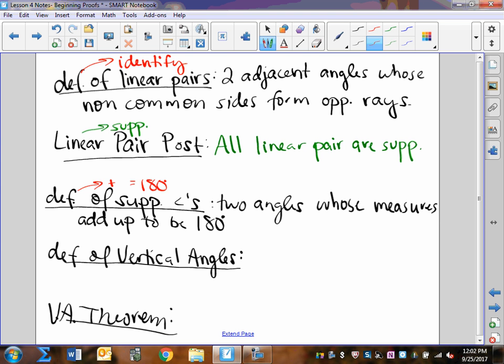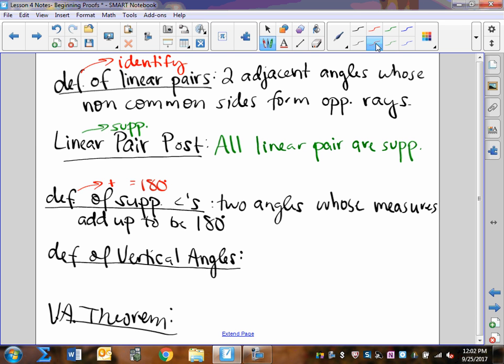Okay, so this is huge, knowing the differences between these. Definition of linear pairs only lets me look at the picture and say, hey, these two angles are linear pairs. If you want to say that they're supplementary, you've got to first state that they're linear pairs, and then you can say, since they're linear pairs, I know by the linear pair postulate they're supplementary. Then, and only after we say that, can we go ahead and write that equation, the measure of angle 1 plus the measure of angle 2 adds up to be 180. That's because we know they're supplementary.